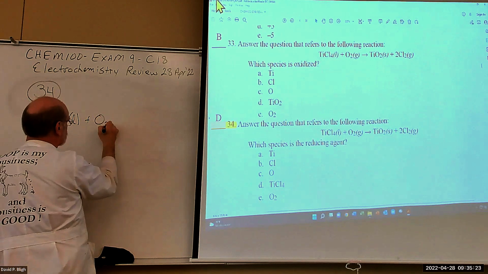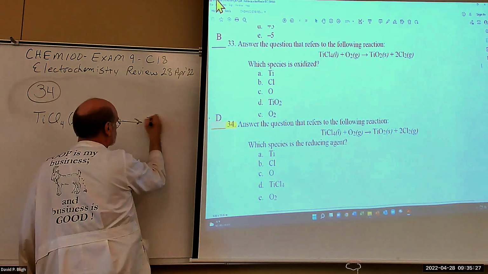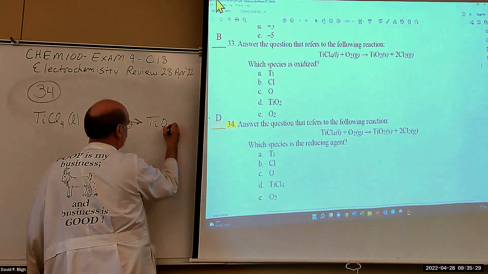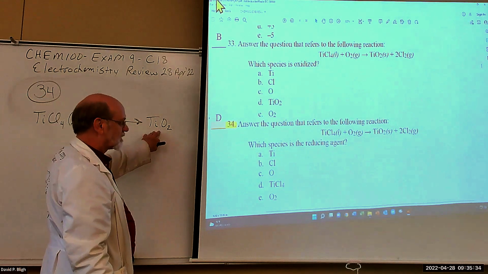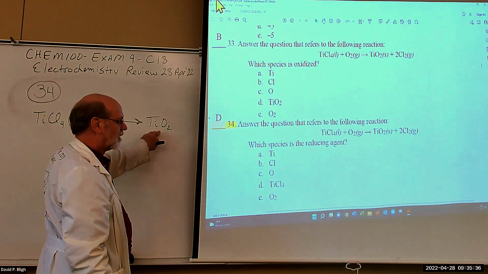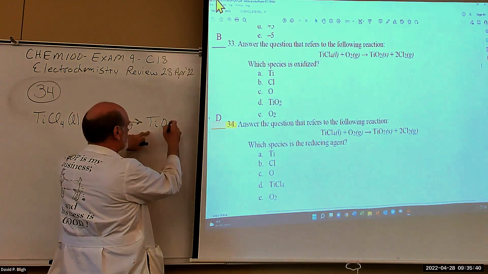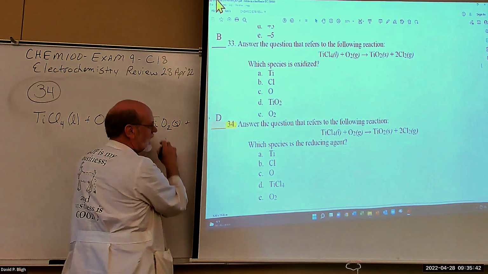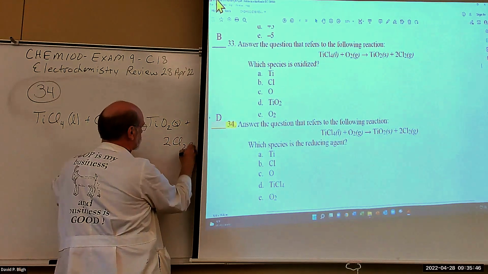And then oxygen gas yields titanium 4 oxide. Let's see, that's a solid. And I ran out of room. 2 chlorine gas.